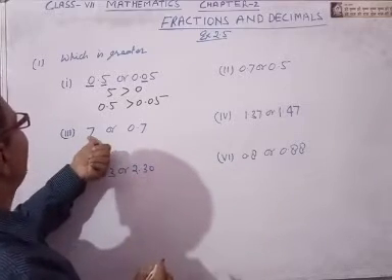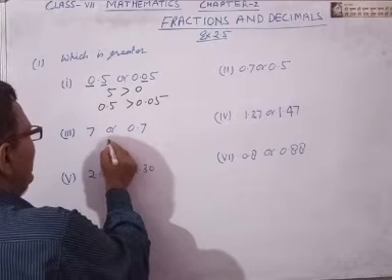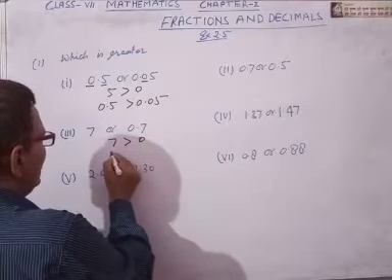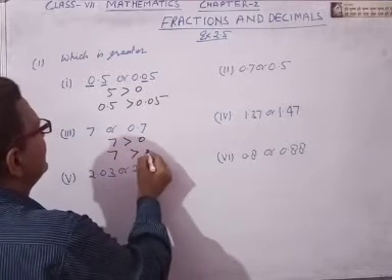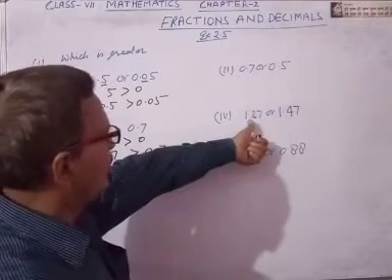Here the whole part is 7 and the whole part here is 0. So 7 is greater than 0. So 7 is greater than 0.07. Now this you can do by your own.